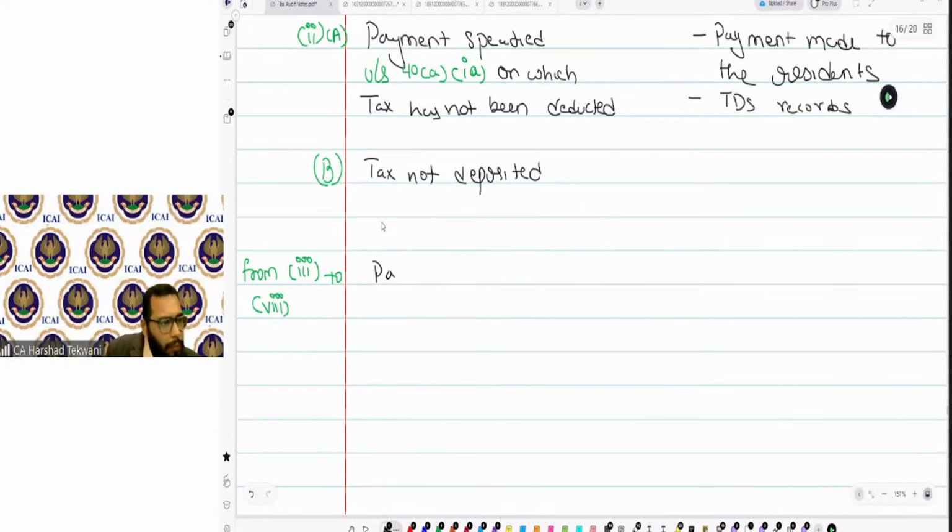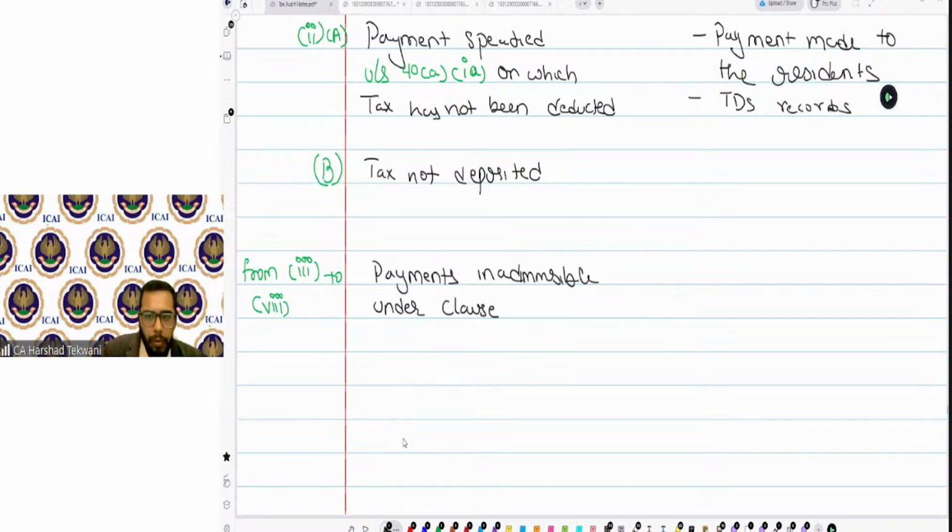Payments inadmissible under subclause or under clause, basically, under clause 1C, 2 or 1C, 2A, 2B, 3, okay, then 4, 5, and 5 of section 48.